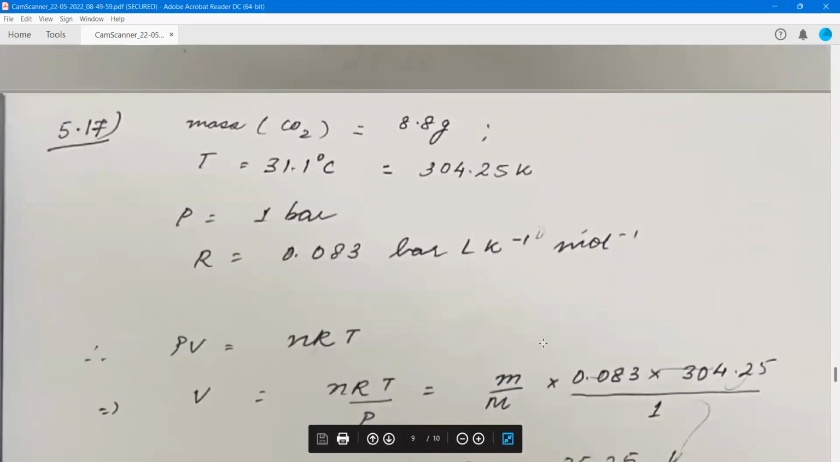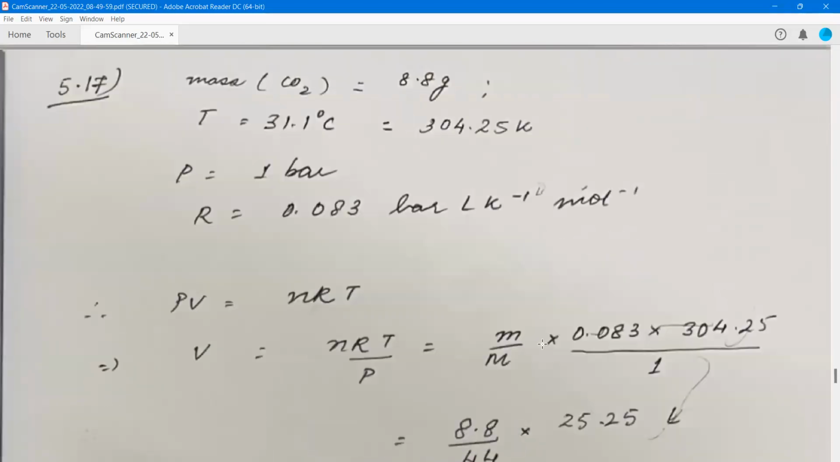So let us move forward to the next question, question number 5.17. The question asks: calculate the volume occupied by 8.8 gram of carbon dioxide at 31.1 degrees centigrade and 1 bar pressure. And R is also given. This is a very straightforward question that we will solve using the state equation. We just have to modify it because they have given the mass and asked for the volume. They have not given the number of moles, but you can easily find the number of moles if the mass and the identity of the gas are given. Here it is carbon dioxide.